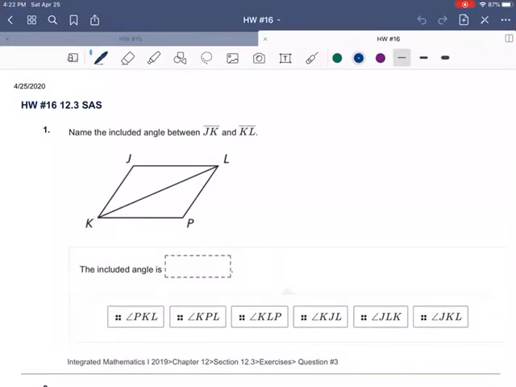Okay, homework 16 is our first really new stuff. Isosceles and equilateral triangles that we covered in 15 are new this year, but you've covered them before. But this is totally new. What we're going to be talking about in the next few sections is congruent triangles.